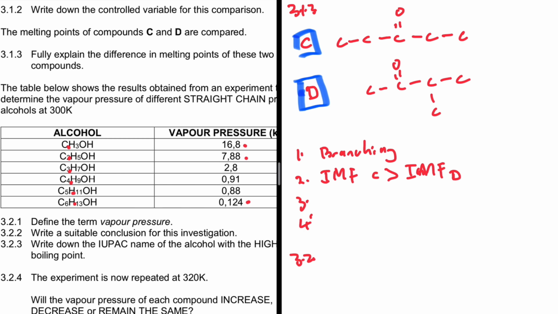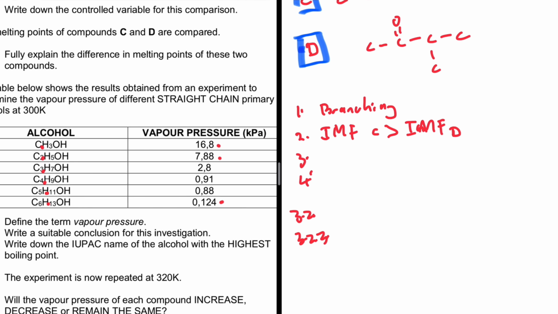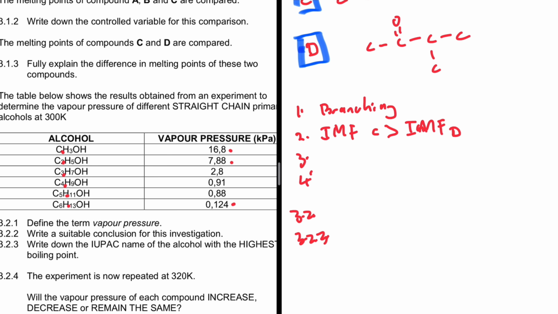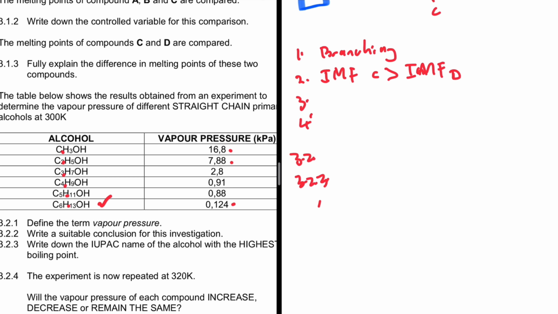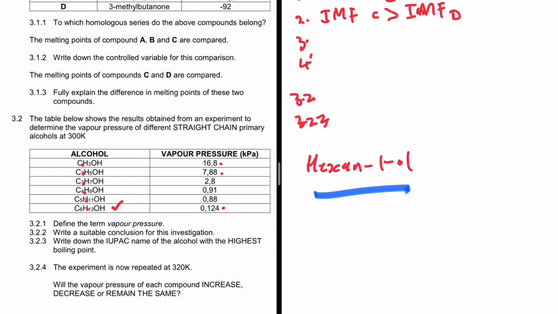As the chain length increases, the vapor pressure decreases. Okay. And then 3.2.3, write down the IUPAC name of the alcohol with the highest boiling point. Obviously, we know that the higher the boiling point, the lower the vapor pressure. So this is the alcohol with the highest boiling point, as it has the lowest vapor pressure. So that is C6. So because it is 6, we're going to have, where am I saying but? Wow. We're going to have hexan-1-ol. Hexan-1-ol.